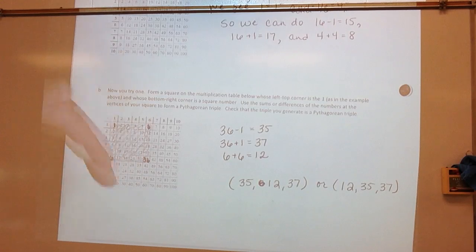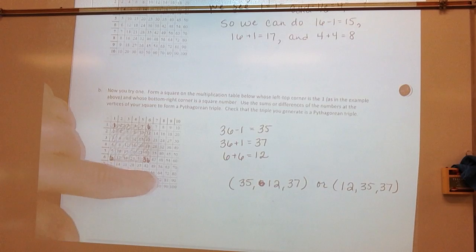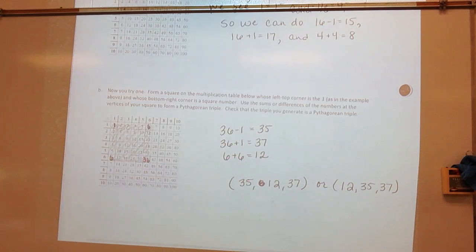I like the multiplication chart. I can use 49. I can go to 64. I can go to 81 if I want and create Pythagorean triples. I could use 4. I could use 9. I could use 16, 25, whatever. But I could create Pythagorean triples this way.